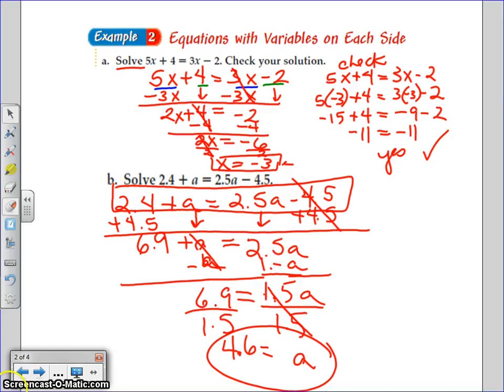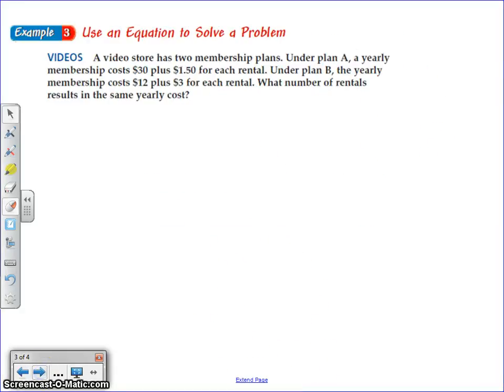Well, let's see if it'll let me change the page here. Okay. All right. Video stores. So we can use equations with variables on both sides to solve everybody's favorite word problems. A video store has two membership plans. Under Plan A, yearly membership costs $30 plus $1.50 for each time you rent a video. Under Plan B, the yearly membership cost is $12 plus $3 for each rental. What number of rentals results in the same yearly cost?